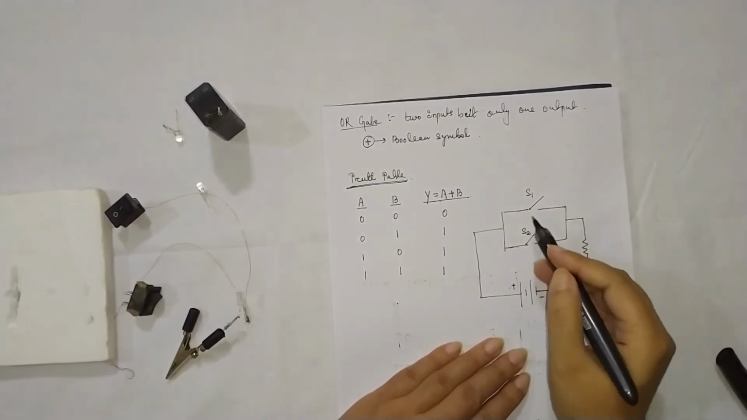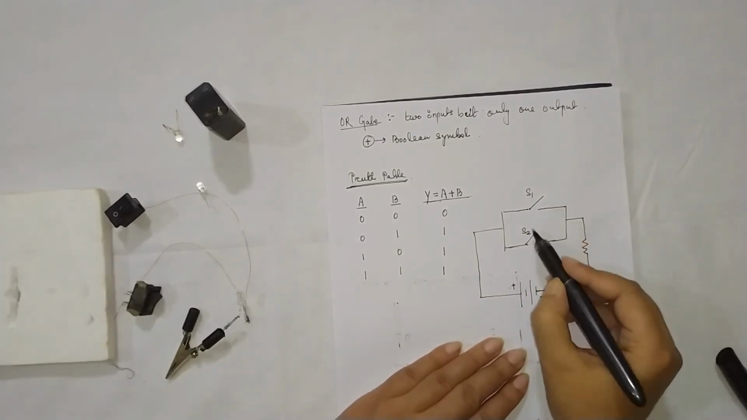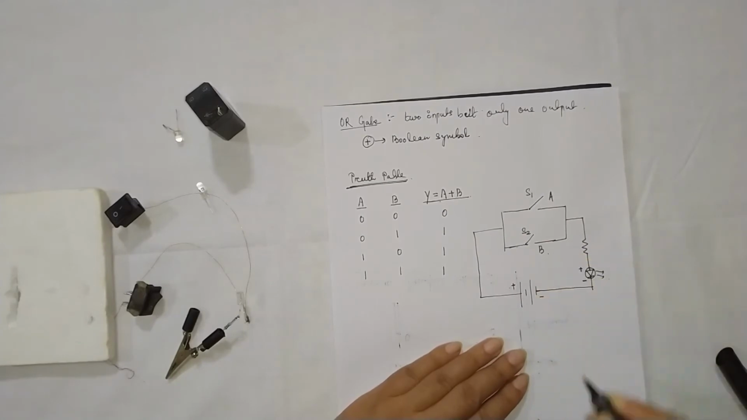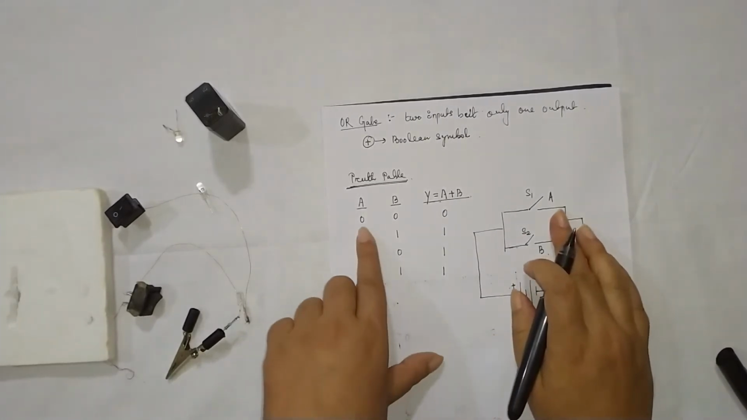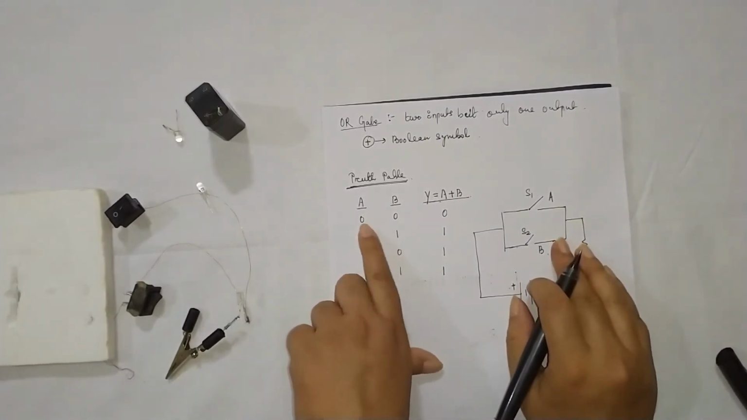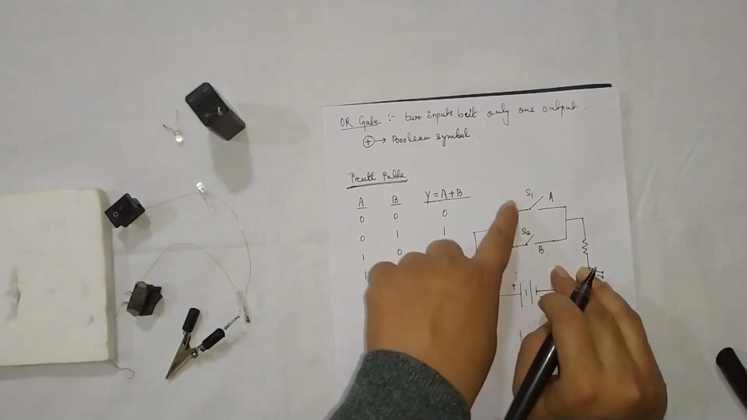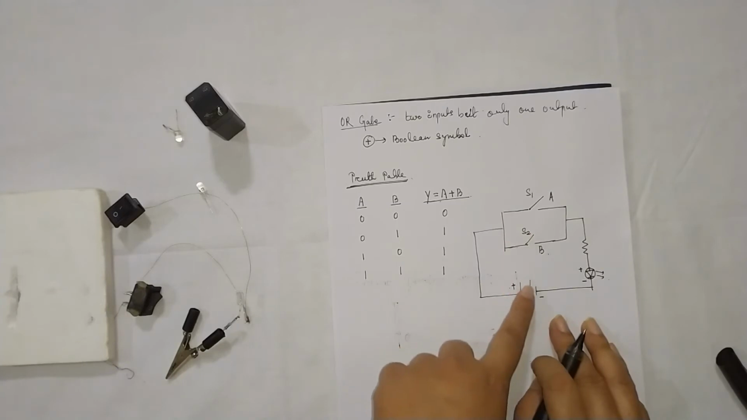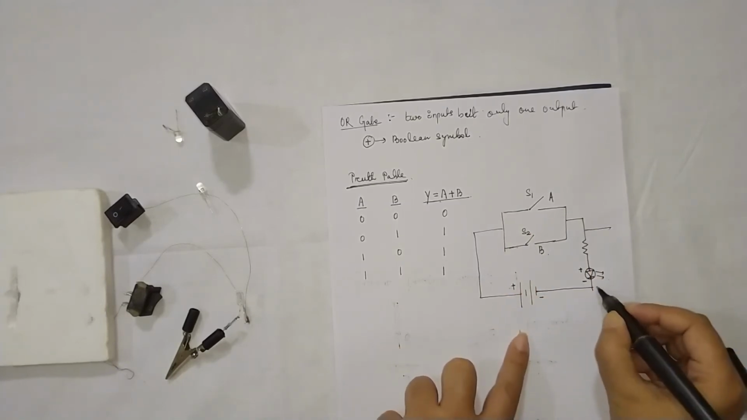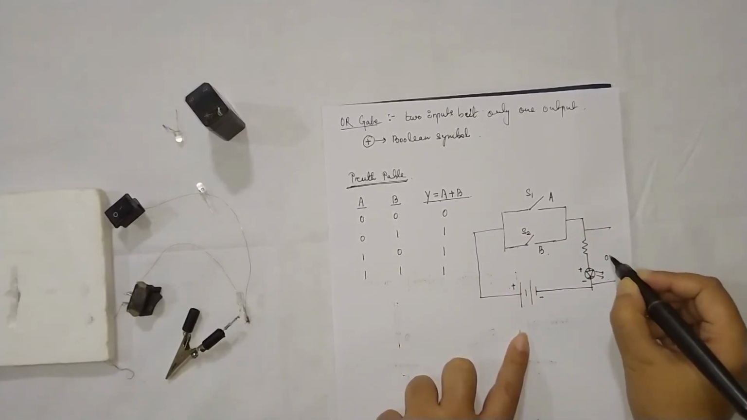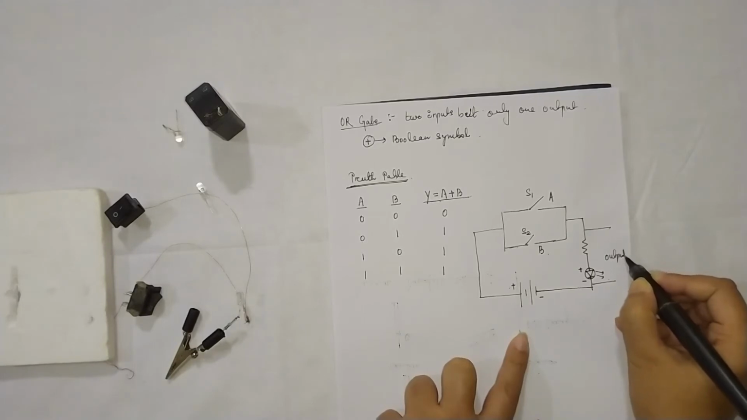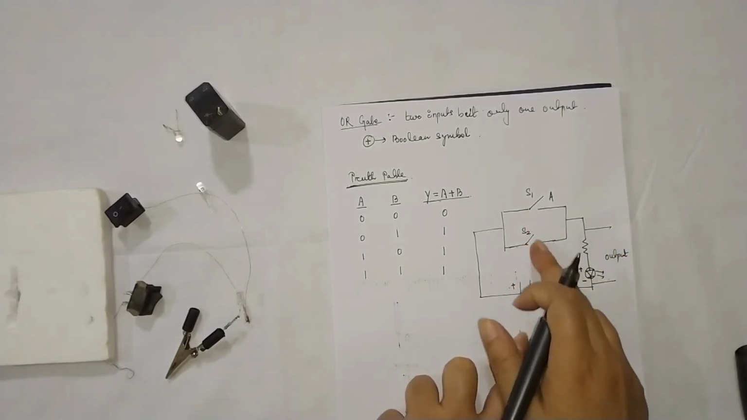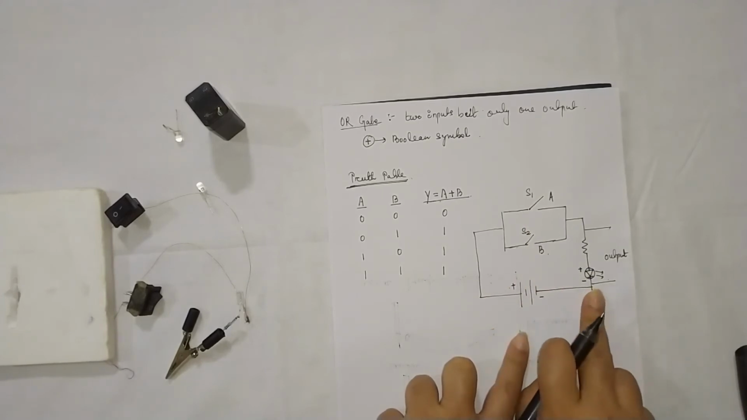Now you see, S1 and S2 act as the two inputs, A and B. Whenever I am talking about 0 0, that means the switches are open. If the switches are open, the output is drawn across this LED, and the LED is not going to glow.